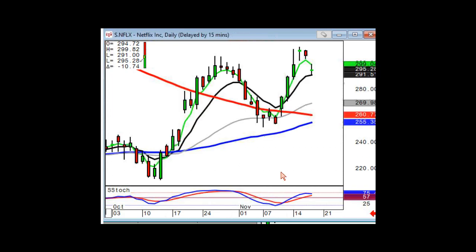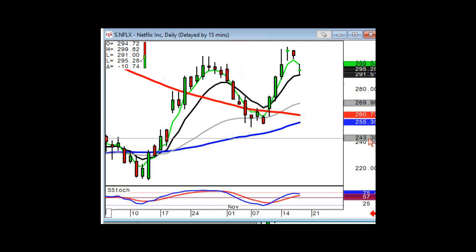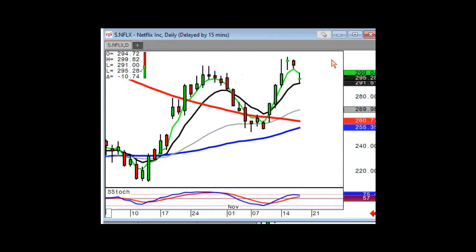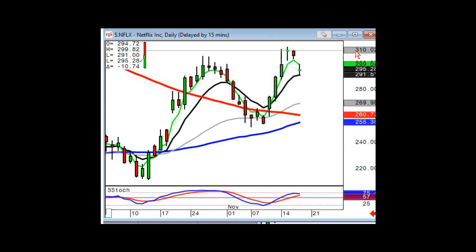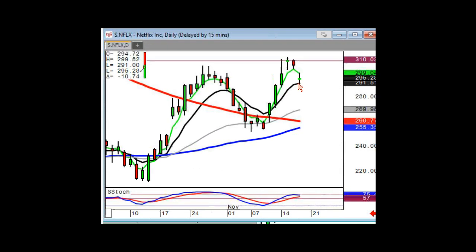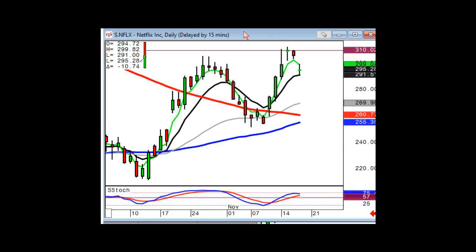Whoops. And Netflix. What's this one telling us? Look how far away they were from the T-line up here. Well, pshaw. Then you started seeing selling. Where do you think the next target was going to be? Back down here to the T-line.